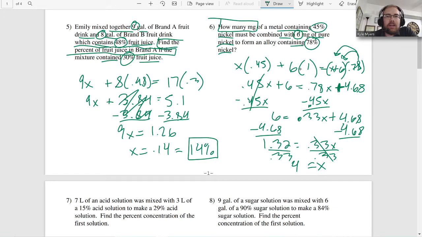And it looks like the answer is 4.4 milligrams. Let's put that mg in there. mg, boom. All right, cool.